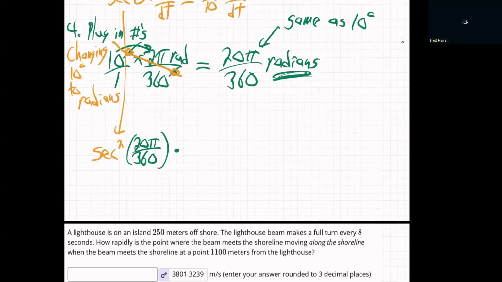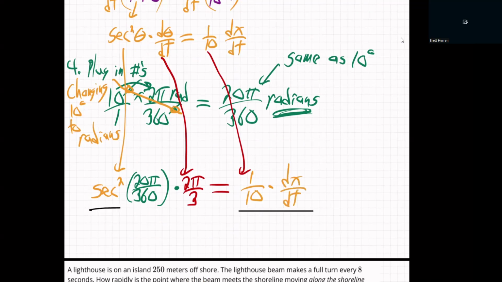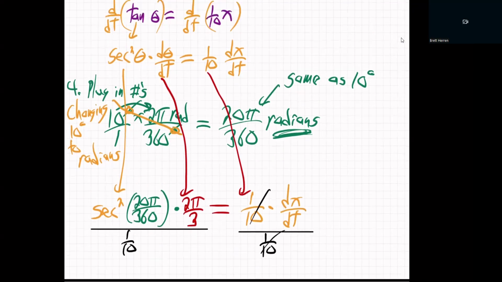So this right here is 2 pi over 3 equals, and then bring down the 1/10 times, and then there's dx dt, which we're trying to find, huh? All right. And so now both sides just divide by the 1/10. Boom, boom. 1/10. And dx/dt alone. Let's go to Desmos and hit the buttons on your calculator.